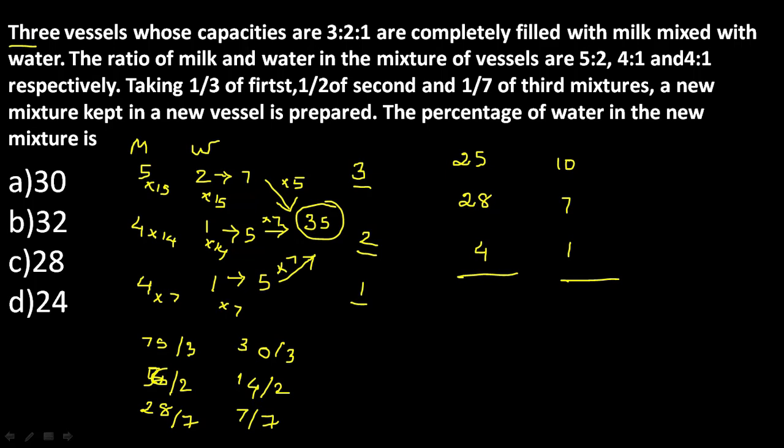1. Okay, after taking this we have to add all these things. Then what will we be getting, 12 plus 5 is 17, that is 57. Here we'll be getting 18.